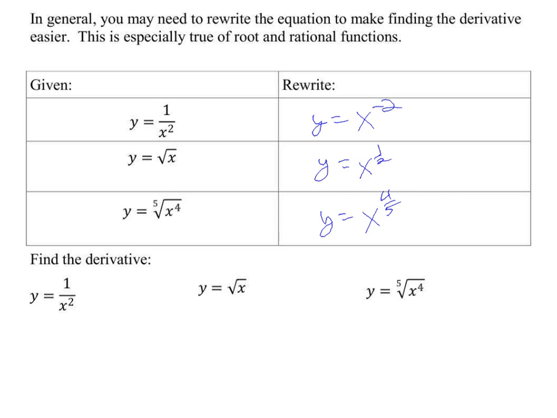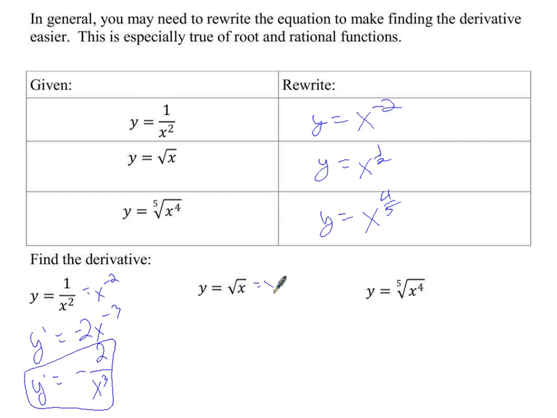The derivative of y equals 1 over x squared, which becomes x to the negative second, means y prime equals negative 2 x to the negative third, and I got to rewrite that. Y prime equals negative 2 over x to the third. So that would be my answer.